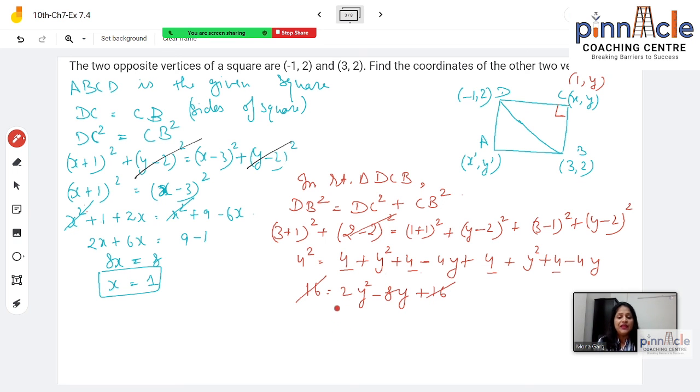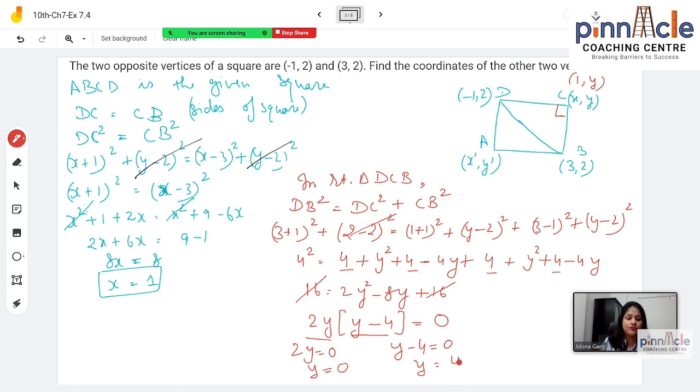अब यहाँ पे हमारा जो 2y है, I can take it common, so 2y common लूंगी, अंदर आएगा y minus 4 and this is equal to 0. Now we are having two factors and their product is equal to 0. If I put both the factors individually equal to 0, because if the product of two numbers is 0, then one of them should be equal to 0. From the first factor, I can say y is equal to 0, and from the second factor, I can say y is equal to 4.